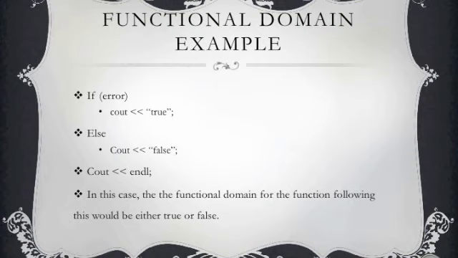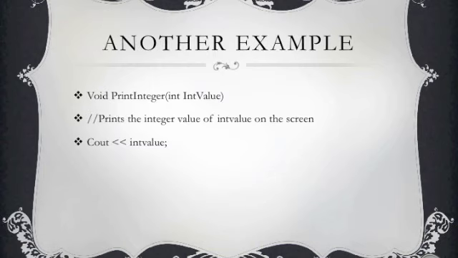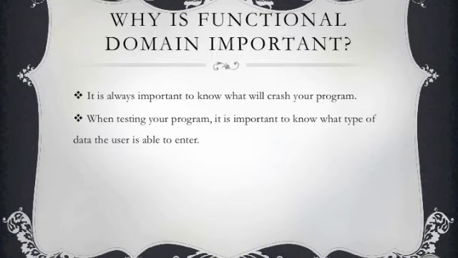In this program, the code asks for any integer. The domain for this program is any number possible. Where it says void print integer and cout int value, it is asking for any possible number. Because it is any possible number, the functional domain would then be infinite.